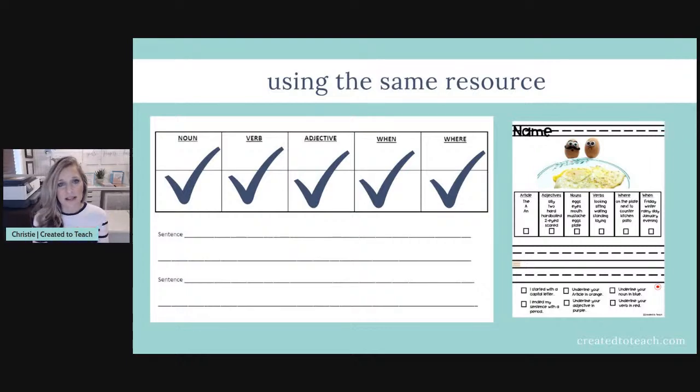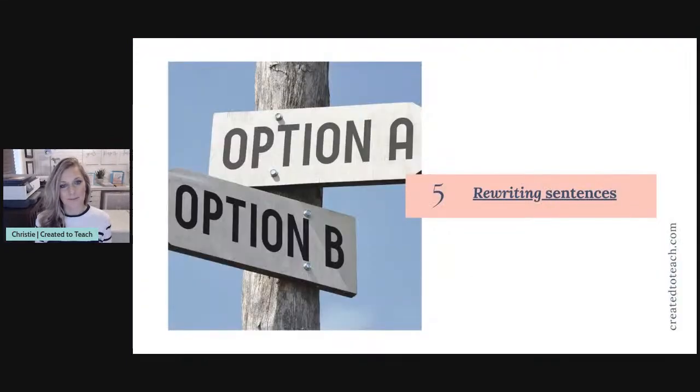But this is just an example of how you can assess with a rubric using the same material that your students are using. All right.